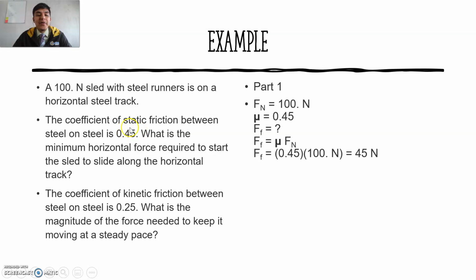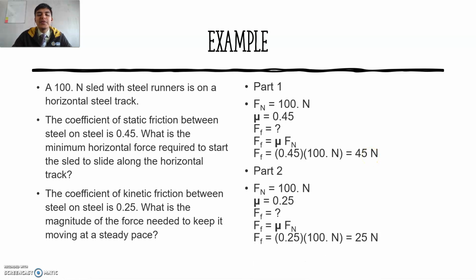We also have our coefficient of friction, which is 0.45. We are looking for the force that is required to put the object in motion. We have our formula right here, so we are going to substitute our coefficient of friction and our normal force. We multiply it, and we find that the necessary force to put the sled in motion from a rest position equals 45 newtons.